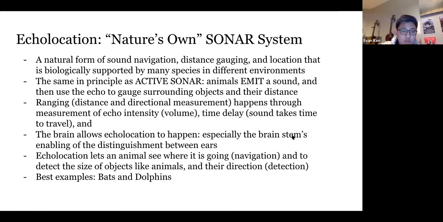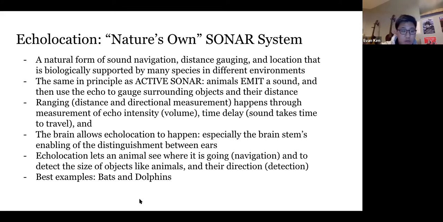Ranging happens through measurement of echo intensity and time delay, and the brain allows echolocation to happen. Breaking that down, what that essentially means is that in order to measure the distance and the direction that an object is relative to an animal using echolocation, the animal can measure several things with their brain. They can measure the echo intensity, which is just the volume, how loud the returning sound is, time delay, which is the amount of time it takes for the sound to travel. And also, I forgot to mention here, the concentration of the sound in one ear or the other.